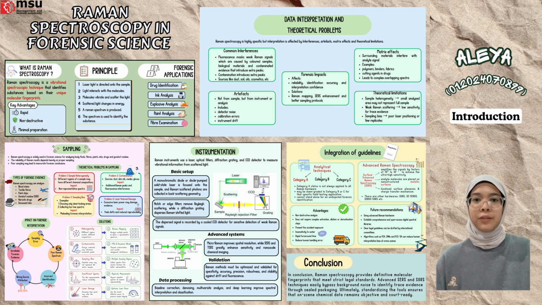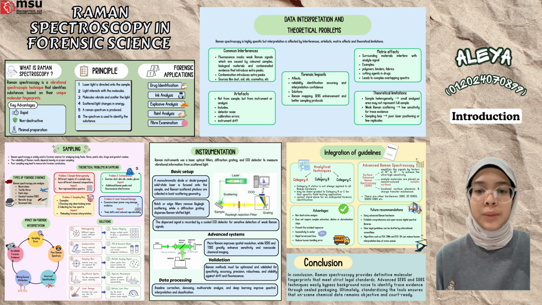The basic principle of Raman spectroscopy begins when a laser beam is directed into the sample. The light will interact with the molecules, causing them to vibrate and scatter the light. A small portion of the scattered light will change in energy, producing a Raman spectrum. So this spectrum acts like a molecular fingerprint and allows scientists to identify the substance accurately.